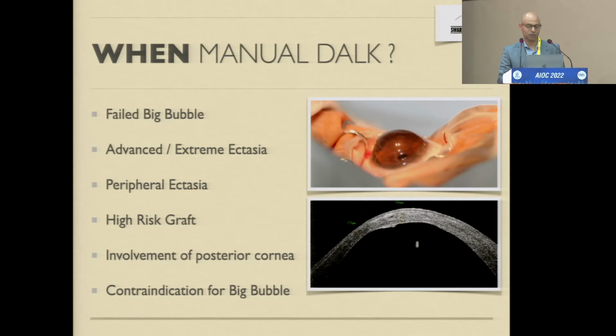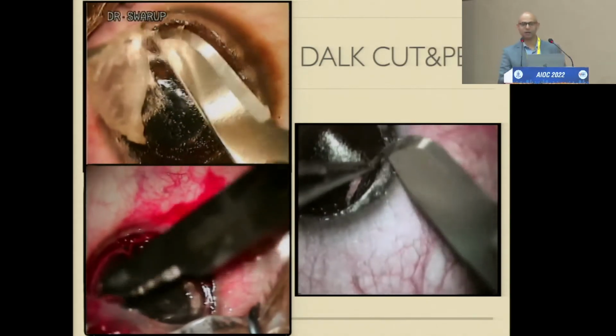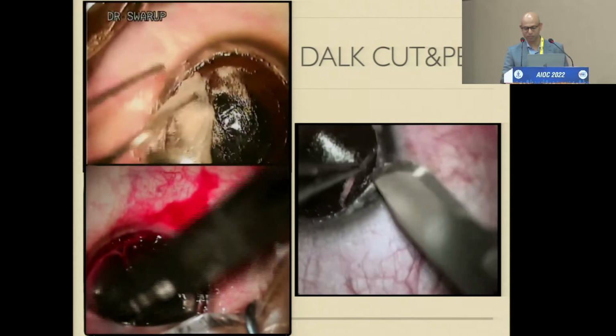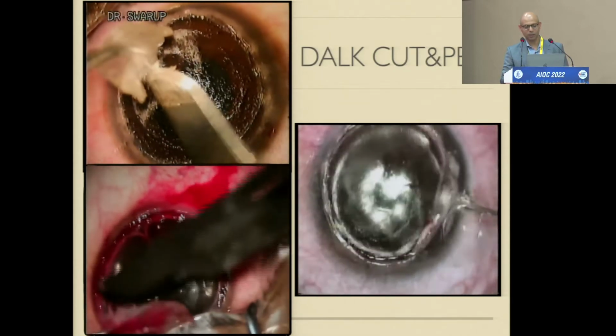In addition to that, there are some cases where a big bubble may be precluded. Suppose you've had previous hydrops, a deep scar which is involving the Descemet's membrane, a very peripheral ectasia, because the big bubble will not reach in the peripheral cornea. And of course, any other contraindication for a big bubble would probably be an indication to do a manual DALK. I of course use it as my first choice technique in most of my cases, because in my hands that works very well. So earlier when people used to do manual DALK, this is what they used to do.